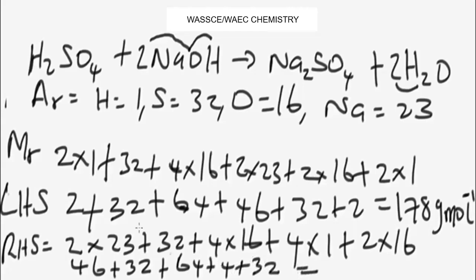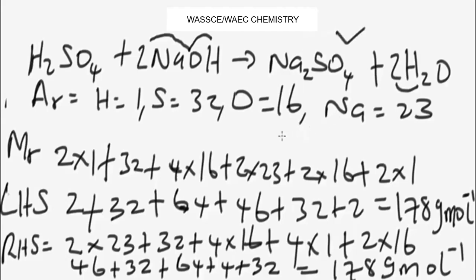Let me add everything together. It should give us the same result, 178. Let me confirm. So when you punch everything, you still have 178 gram per mole. So this shows us that there is conservation of mass in this chemical equation.